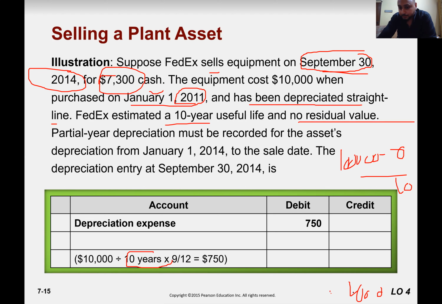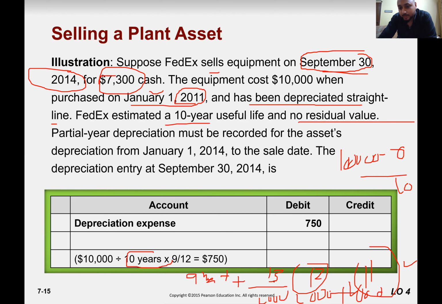So, year 1 depreciation, year 2 depreciation is also 1,000. This is 2011, 2012, 2013, again, because 2013 has already passed, 1,000, and now 9 months.